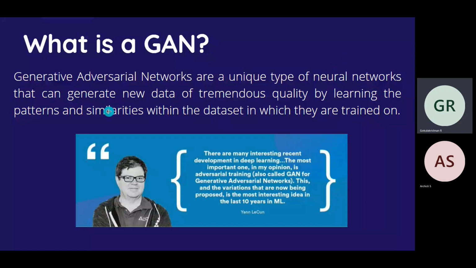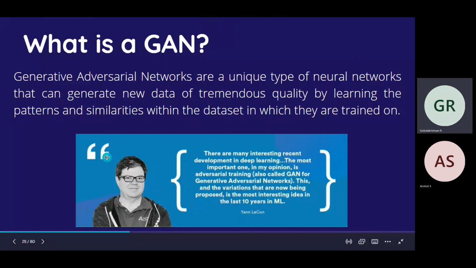So how they do that is by again learning the patterns and similarities within the data set. So is GAN a supervised learning problem or an unsupervised learning problem? It's actually a mix of both. It's not purely supervised and not purely unsupervised either.